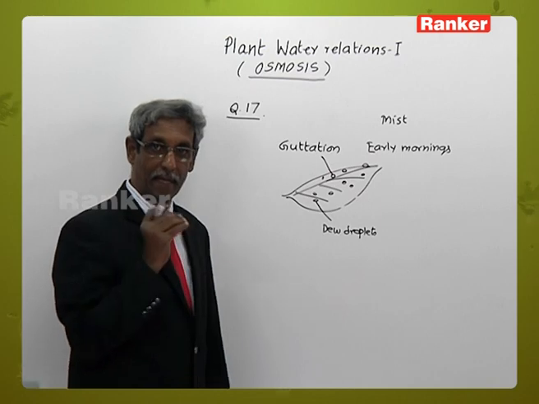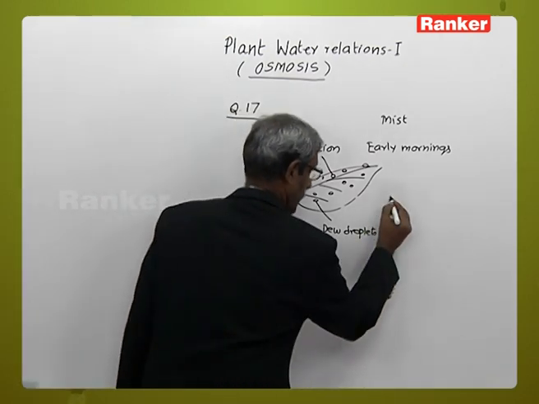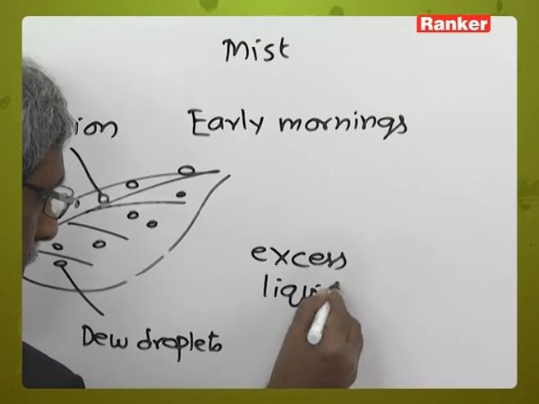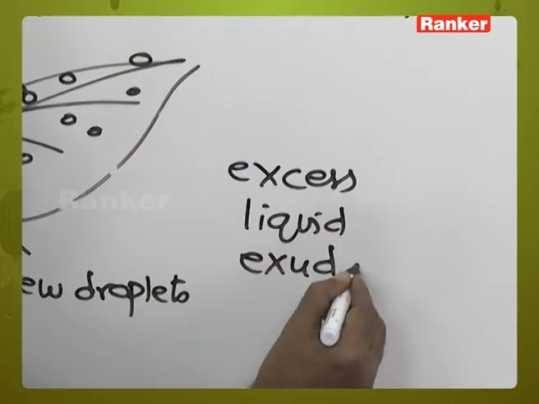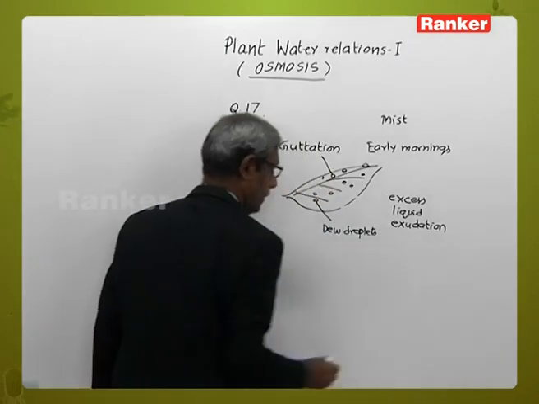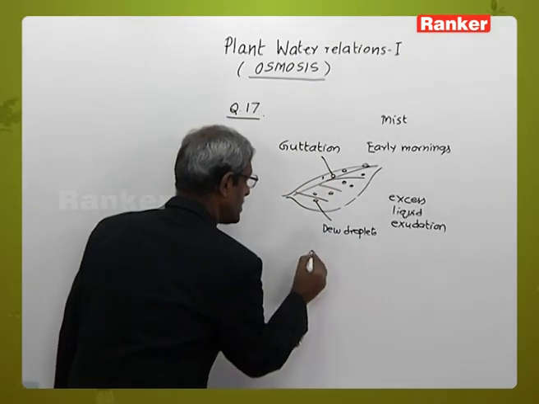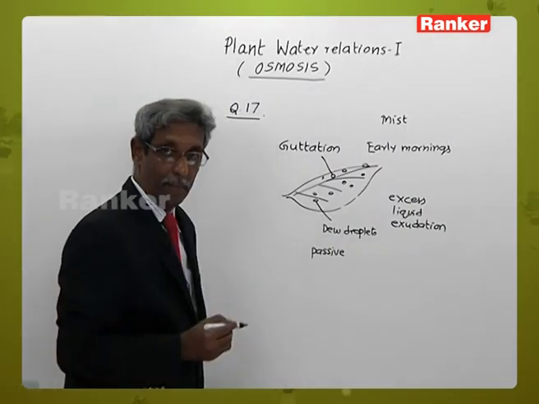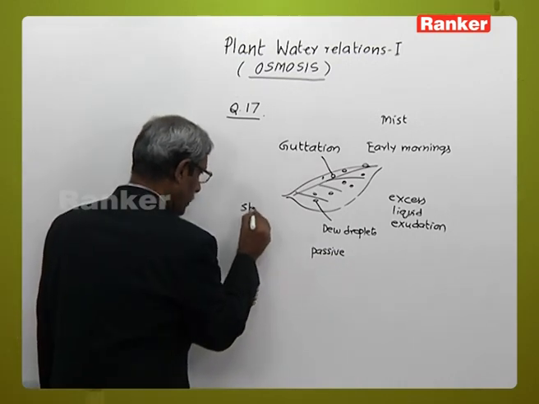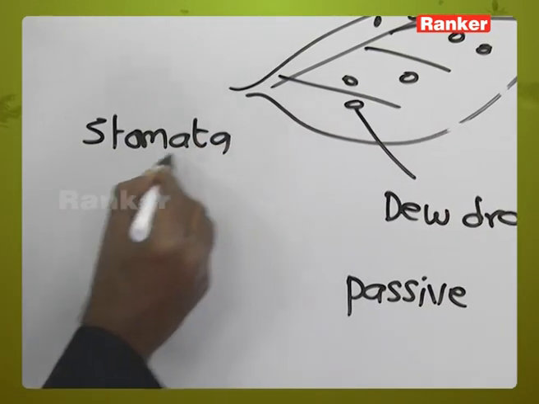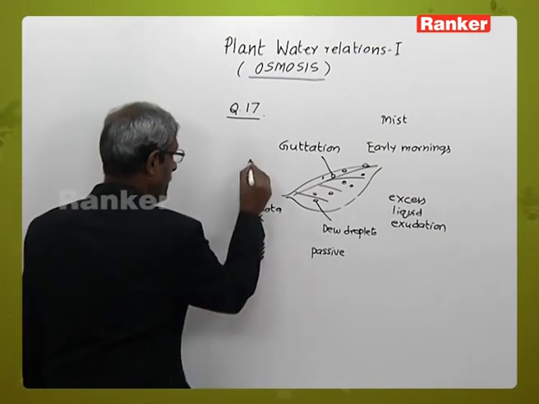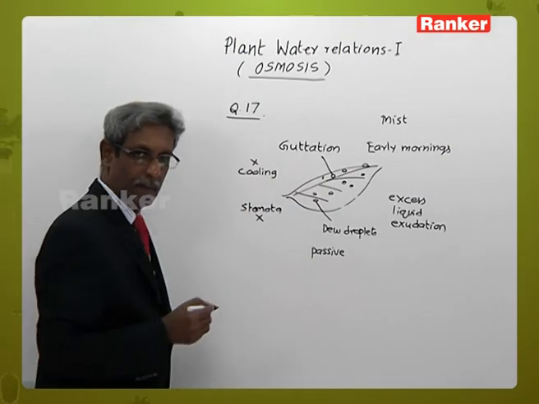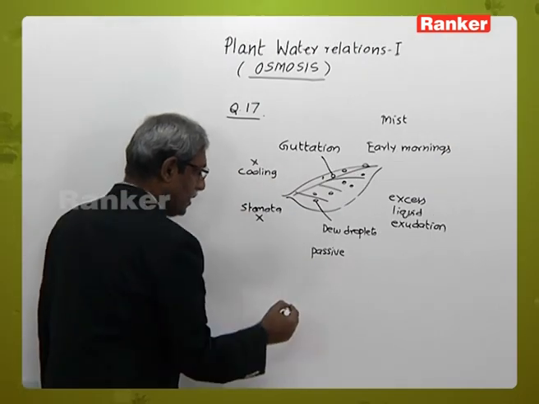So, guttation primarily relates to excess liquid exudation, and it is a passive process. It does not require ATP and it does not involve the stomata, and at the same time it does not cause any sort of cooling of the plant tissues, and it is a passive mechanism.